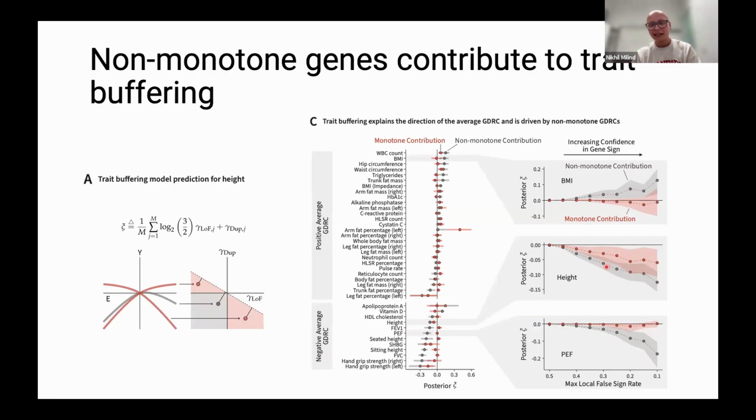So to tie it all back together, this idea that the average GDRC is U-shaped can be explained by both of these curves, although most of the signal is present in these monotone gene dosage response curves.